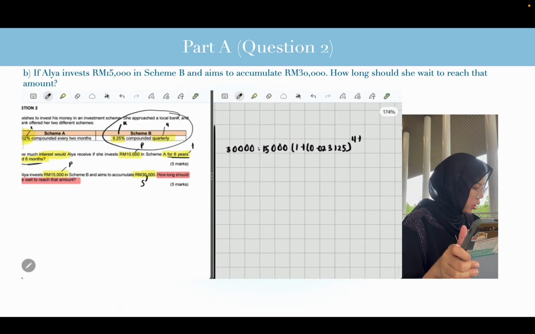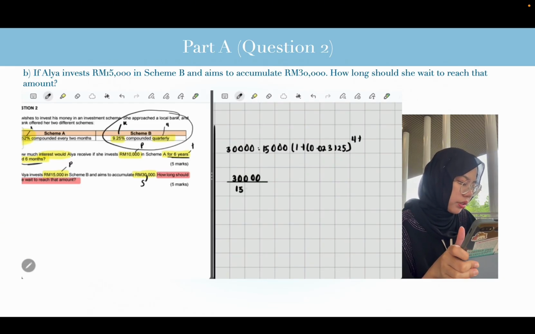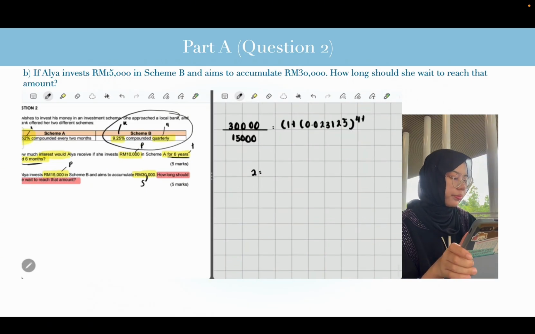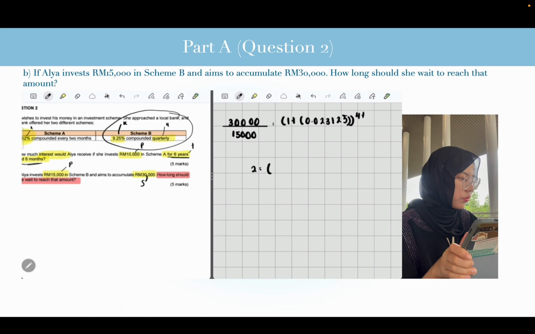So first of all, you'll need to move this 50,000 here. So it will become like this. 30,000, we'll divide it by 15,000, and equal to the same equation, 1 plus 0.023125 to the power of 40. So I'll get here 2, and then here 1 plus 0.023125 to the power of 40.